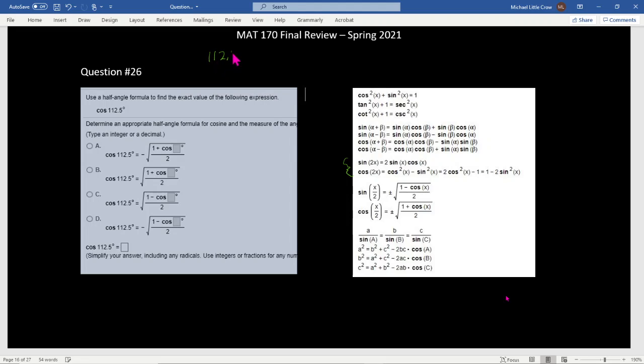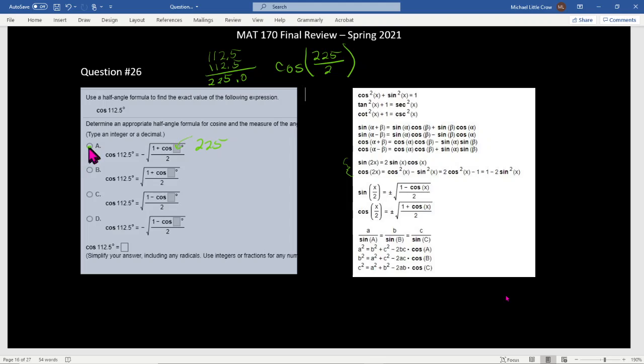So 112.5, if it's half of something, if we add it to itself, we'll get what it's half of, right? So that's 0, carry the 1, that's 4, 5, 2, 225. So what we really have is the cosine of 225 over 2, because if you cut 225 in half, that's what you get. Okay, so what goes in here is 225.